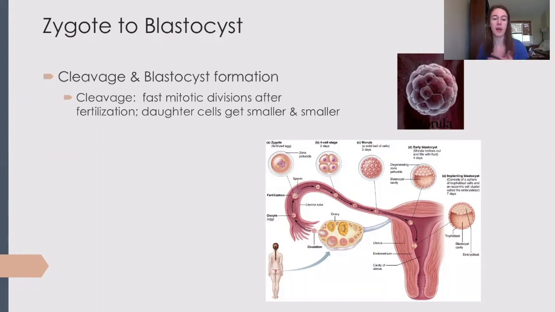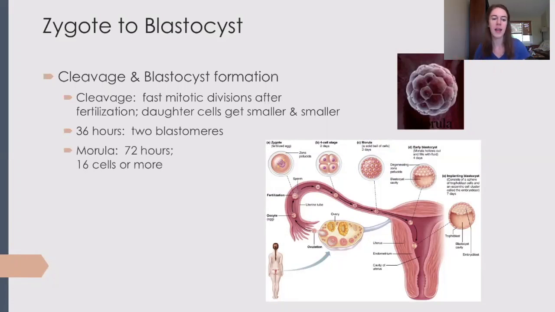So this process of cleavage is these really quick mitotic divisions, but the cells are just getting smaller and smaller because you don't have any growth of the cytoplasm. So it's just still contained in this same circle surrounded by the zona pellucida. But those cells are just going to divide and divide and get smaller and smaller. So after about 36 hours, that first division has happened after fertilization occurs. And then about 72 hours after fertilization, you have 16 cells or more.